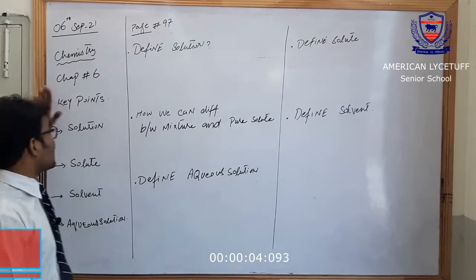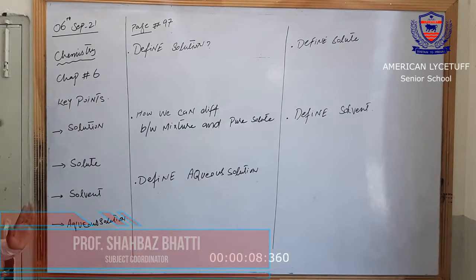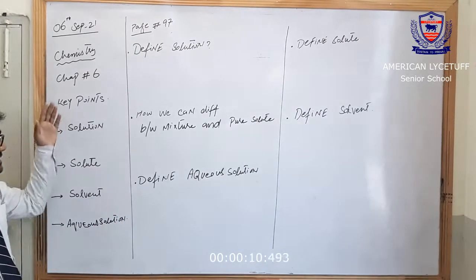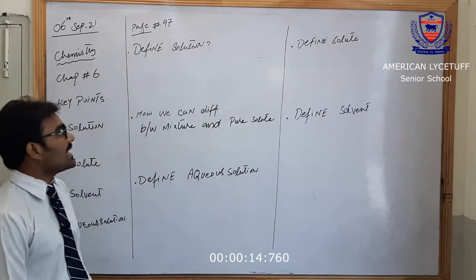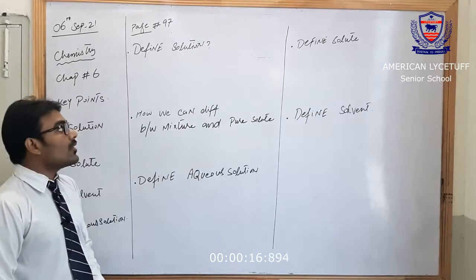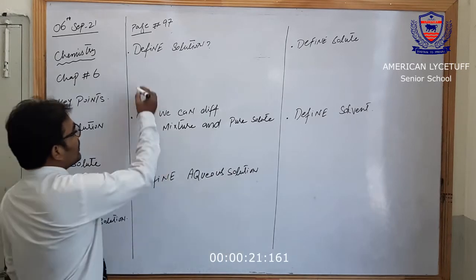This is chapter number 6, and our key points of today's topic are solution, solute, solvent and aqueous solution. We will discuss these points one by one. Today's topic is related to the book, page number 97, paragraph number 1, line number 1.